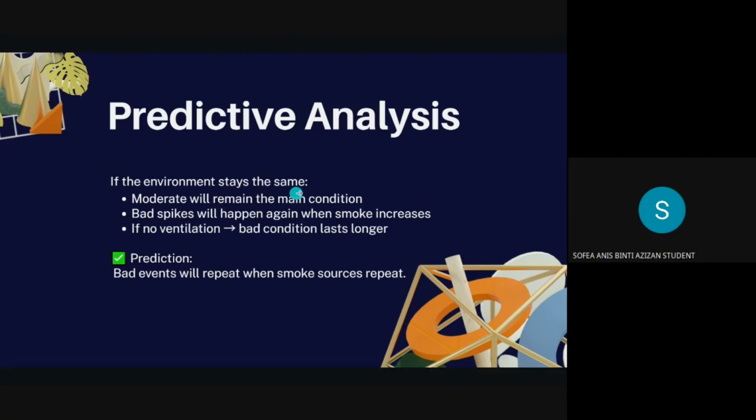For predictive analysis, I just use our observation from the analysis and the graph table. If the environment stays the same, moderate will remain the main condition. Bad spikes will happen again when smoke increases, and if there is no ventilation, the bad condition lasts longer. For prediction, bad events will repeat when smoke sources repeat.